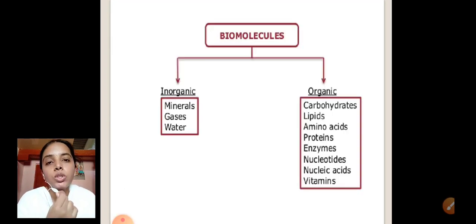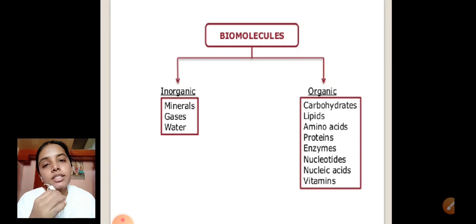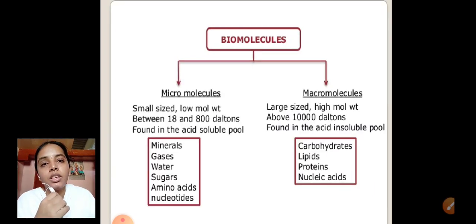The biomolecules are classified into inorganic and organic molecules. The inorganic molecules involve minerals, gases and water, whereas the organic ones involve carbohydrates, lipids, amino acids, proteins, enzymes, nucleotides, nucleic acids and even vitamins. The biomolecules are also classified into two forms, biomicromolecules and biomacromolecules. The name itself describes that.